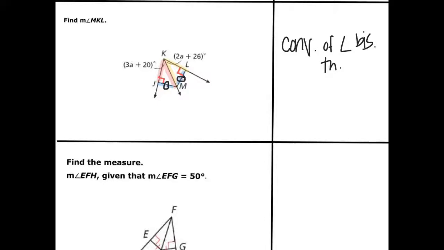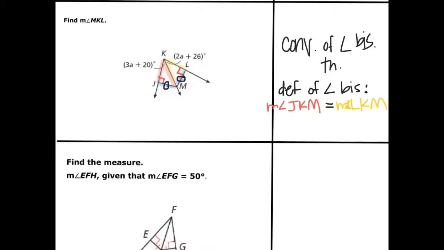Now I'm allowed to say that, by definition of angle bisector, our angle marked in red, JKM, is equal to, oops, I forgot the M for measurement, excuse me. The measurement of angle JKM is equal to the measurement of our yellow labeled angle, the measurement of angle LKM. Forgetting things as I'm writing.